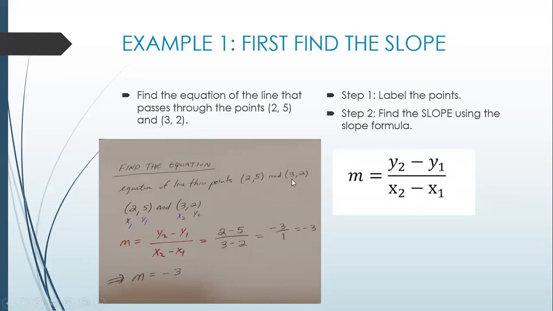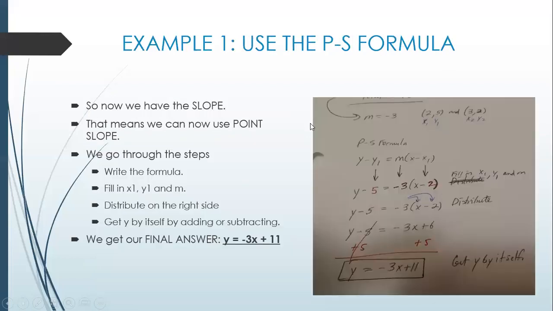So we first find the slope. Second, and this is going to be the longer bit, use the point slope formula. So now we have the slope. That means we can now use point slope. So we go through the steps. Number 1, write the formula: y minus y1 equals m times x minus x1. Step 2, fill in the x1, the y1, and the m. We fill them in.